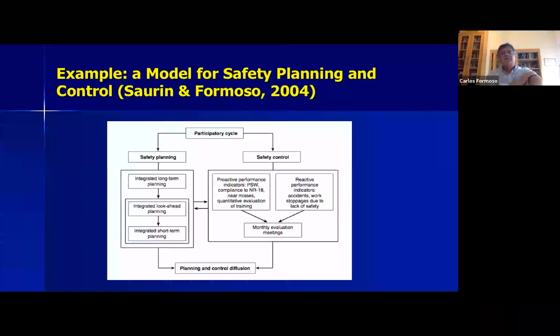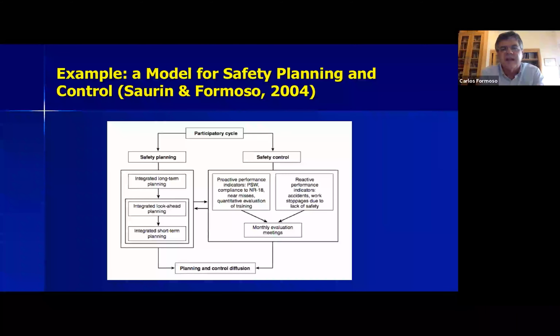These are some examples of artifacts, and they are from studies we've done in Brazil. This is perhaps one of the first design science research studies we did, although we didn't call it design science research at that time, because it was before we had the chance to learn about this approach. So this is a model for planning and controlling safety. This model enables you to integrate safety management in the Last Planner System.